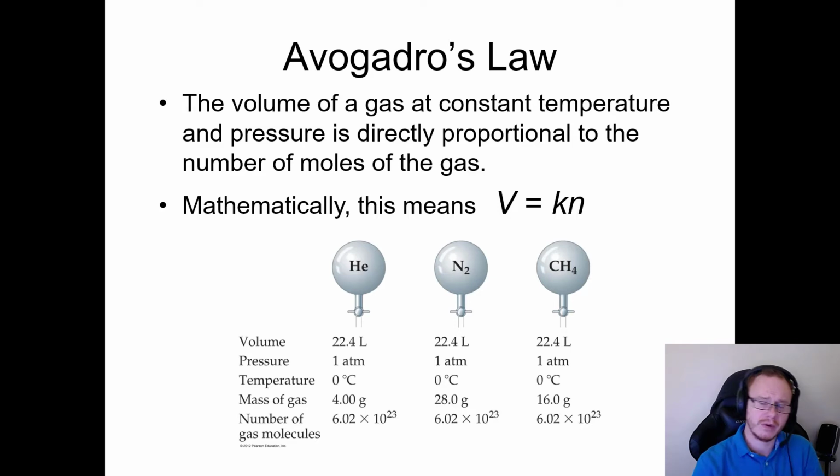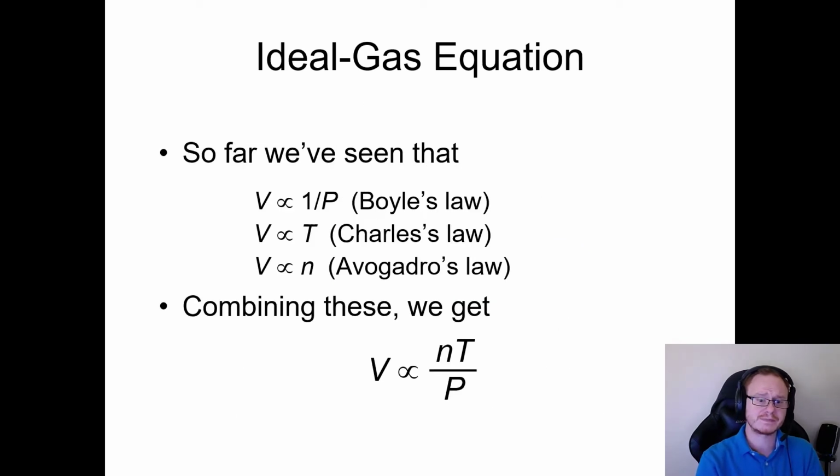So where are we going with all this? Ultimately it results in the ideal gas law, the ideal gas equation, which is our primary focus in our junior year. We know that volume is proportional to 1 over P, an inverse proportion. That's Boyle's law. We also know that volume is proportional to temperature, a direct proportion, and that volume is proportional to the number of moles. If we combine all these together, then volume is proportional to moles times temperature divided by pressure.